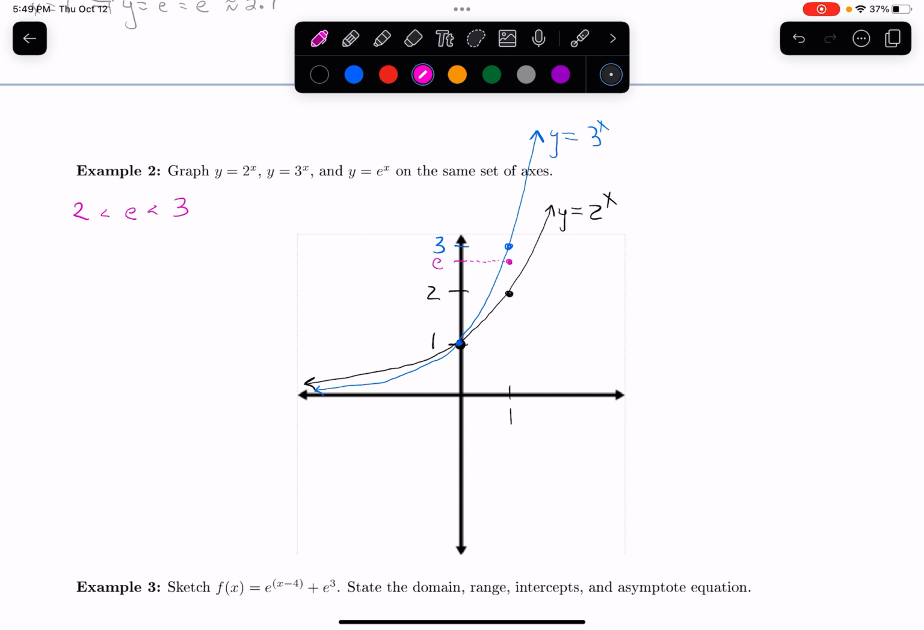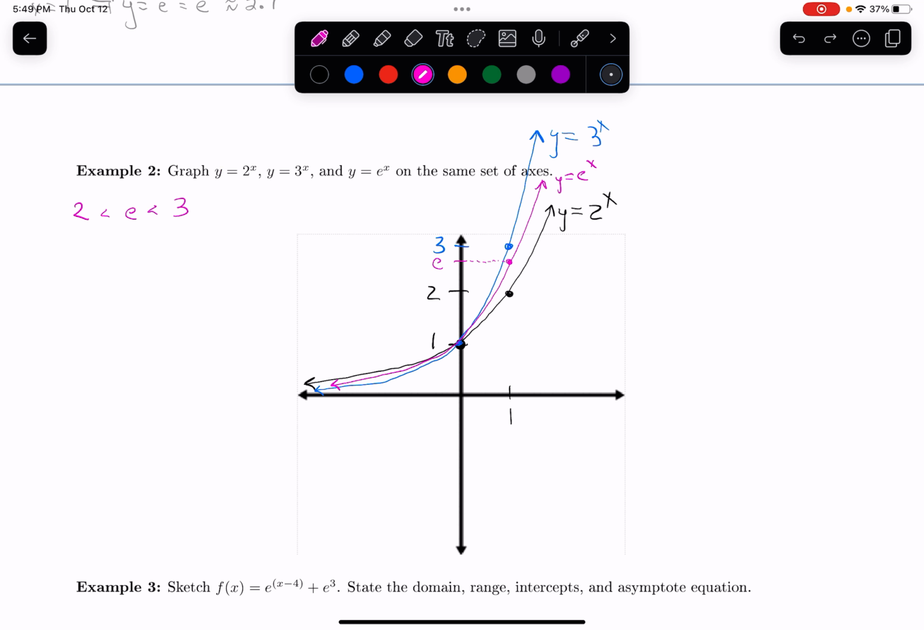So if I connect that, I am starting to get this shape. And going the other direction, it still snuggles up next to that horizontal asymptote, but it's between the other two. So that's my graph of y equals e to the x. Okay, so what changes in these exponential function graphs is how quickly they are growing.